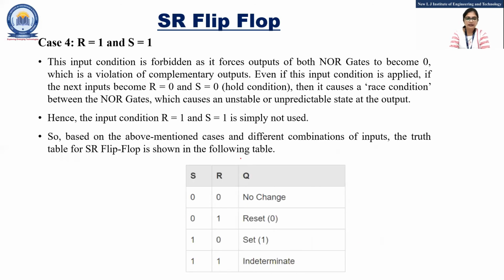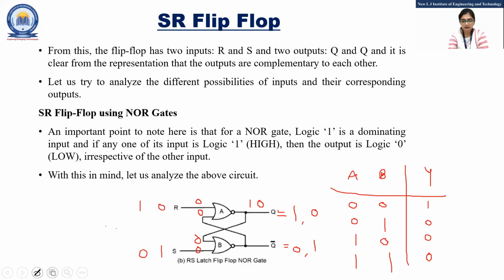Fine. And whenever we apply the fourth case, means R is equal to 1, S is equal to 1, at that time the circuit becomes in the race condition. Practically, this case we cannot apply. This is the disadvantage of this RS flip-flop. So both inputs are 1, means you know that Q and Q dash will be 0, 0. So these are supposed to be complements of each other. So this case cannot be possible because we are getting Q and Q dash, both outputs 0. So this case is not possible.